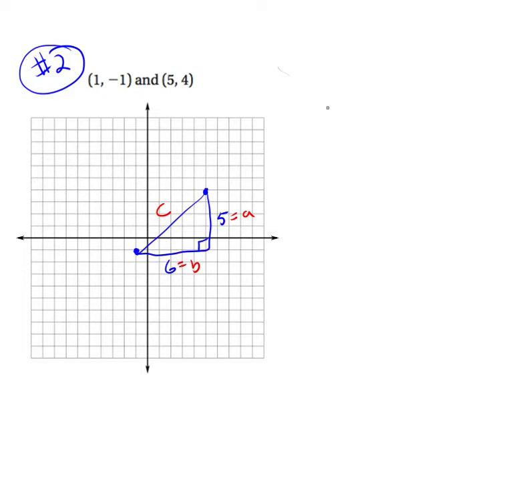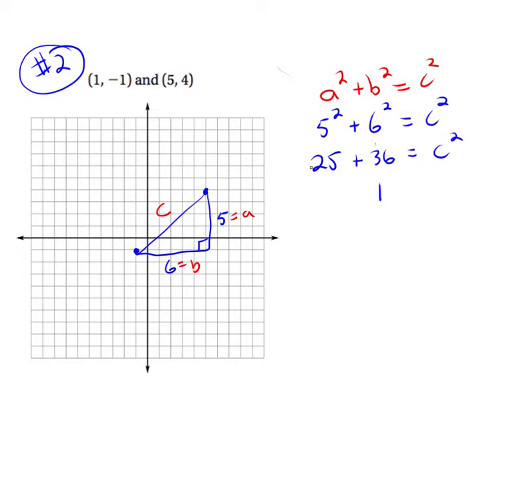So we start with our formula, a squared plus b squared equals c squared. And then we do our substituting. So 5 squared plus 6 squared equals c squared. Now we'll solve. 25 plus 36 equals 61 equals c squared.